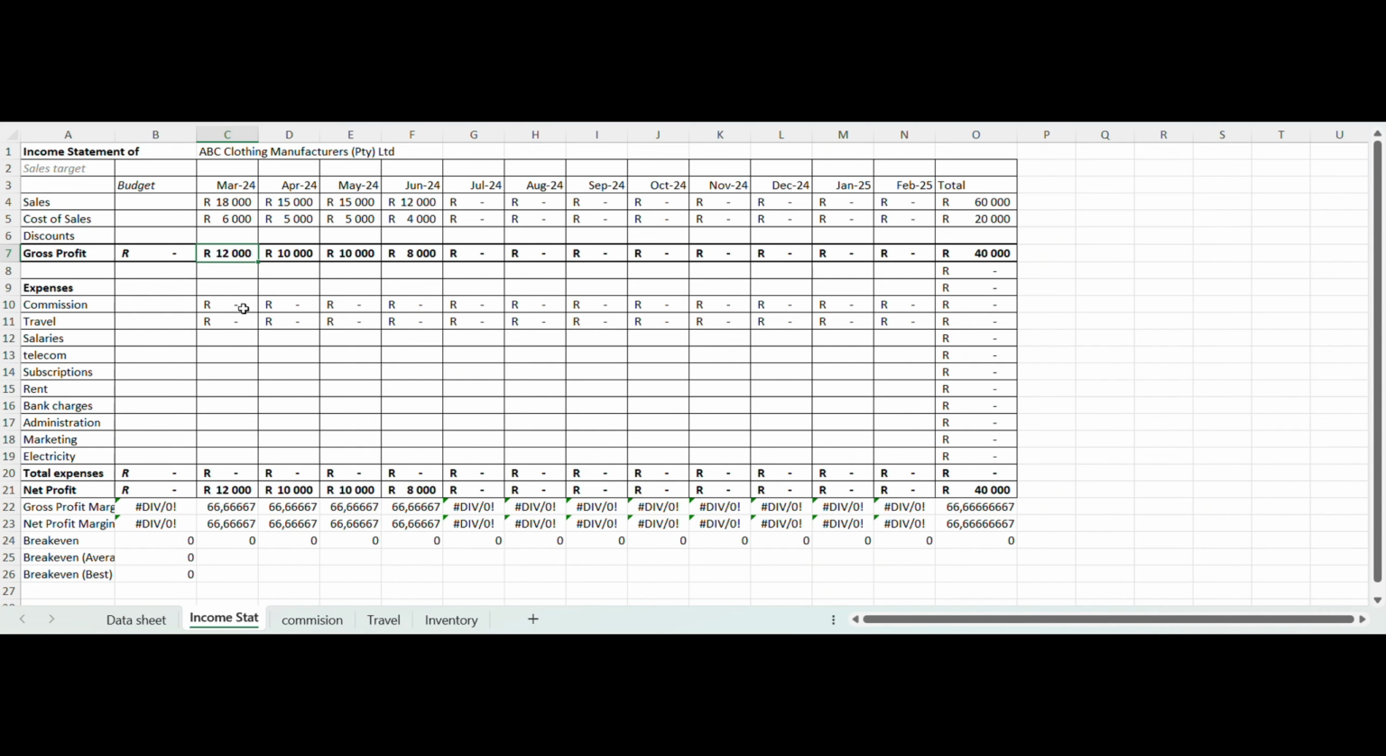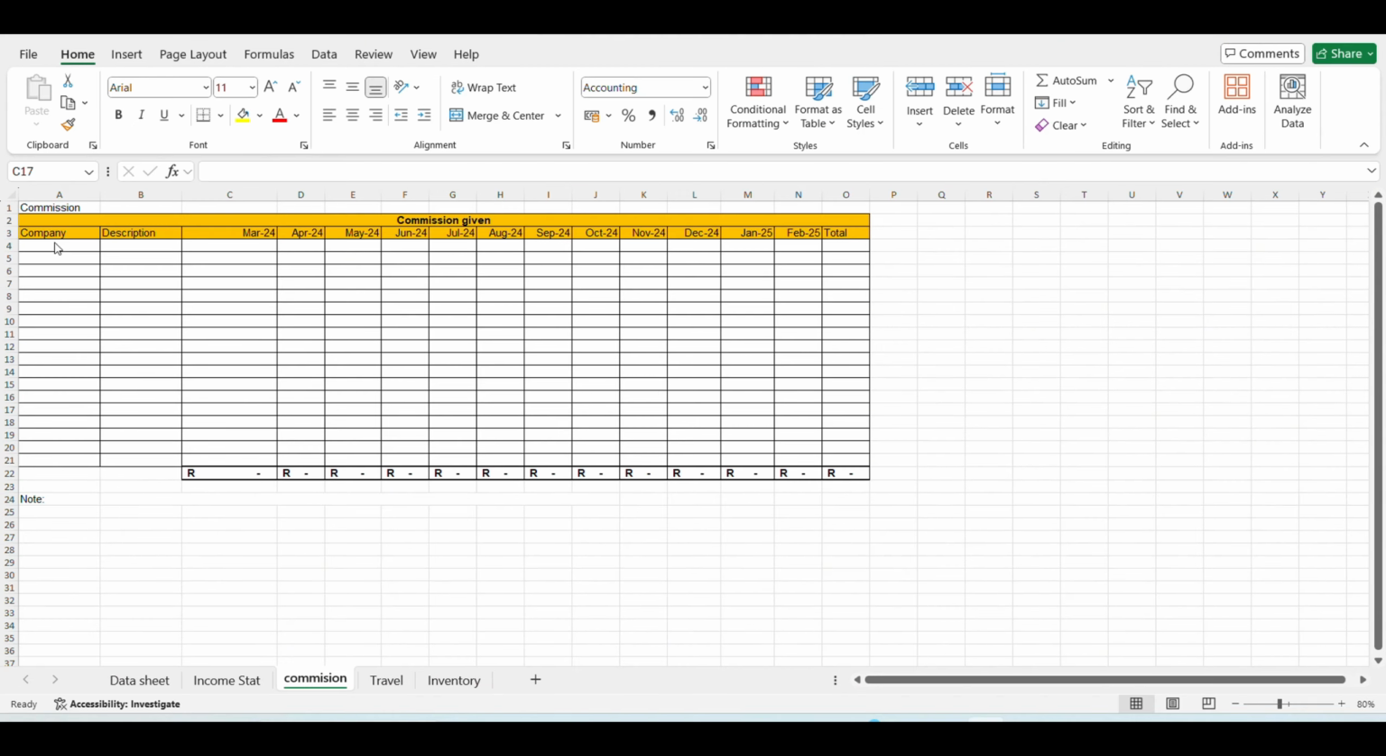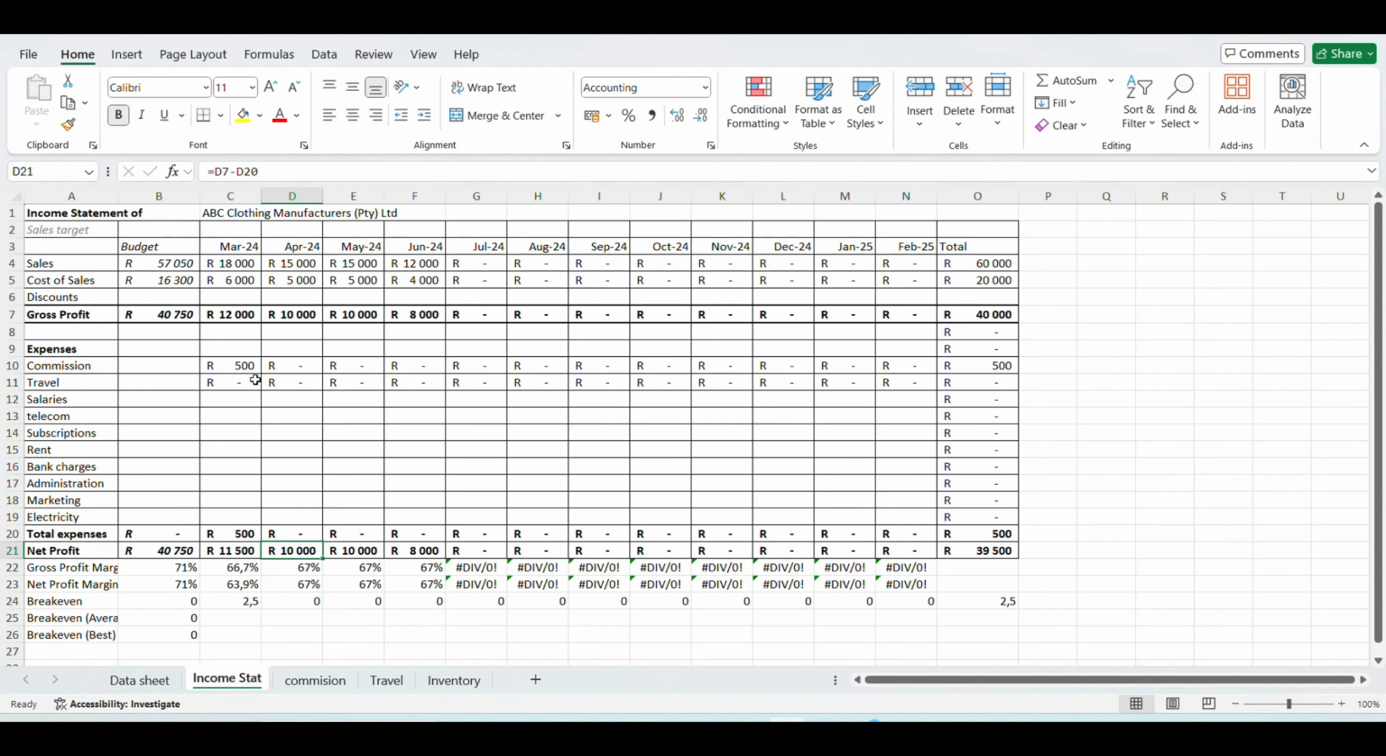Then we have the expenses. Now the expenses could vary. It could be commission. So you could have people selling dresses for you and you give them maybe a 10% commission on the sales. There is a commission tab here where you can go and fill in all the commissions for the month. So maybe you paid person X a commission of 500 Rand, right? So then it's carried over here as a commission.